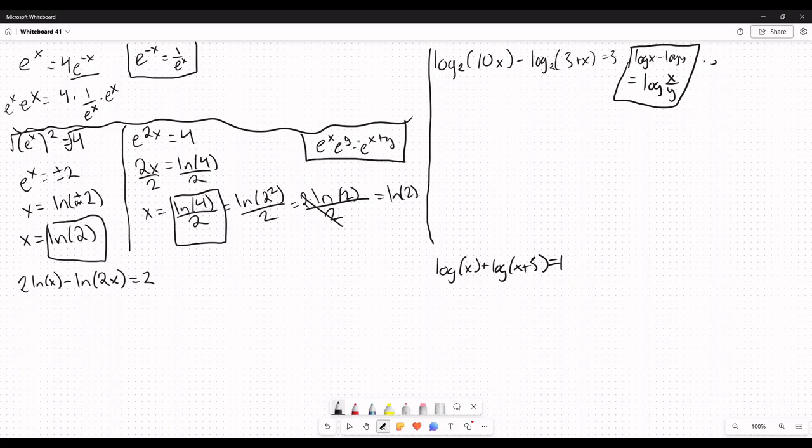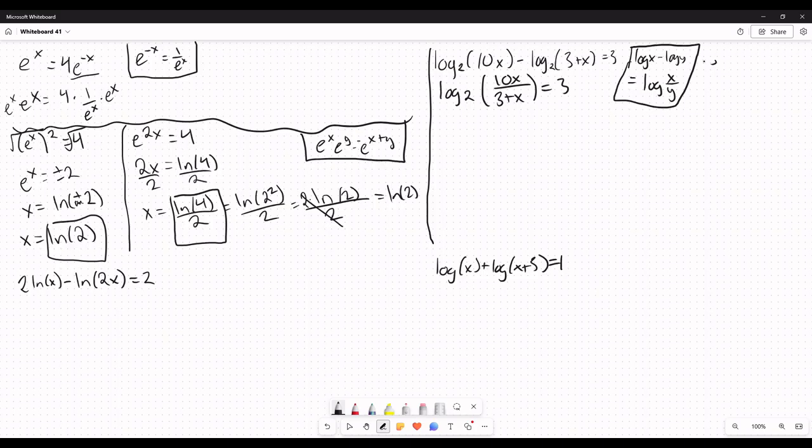So let's go ahead and use that rule to simplify the left-hand side, because I want to get this all into one big log. Because if I have this all in one big log, I can undo that log by raising 2 to the power of each side. So let's get it all in one big log. So we'll change this into log base 2 of 10x over 3 plus x equals 3.